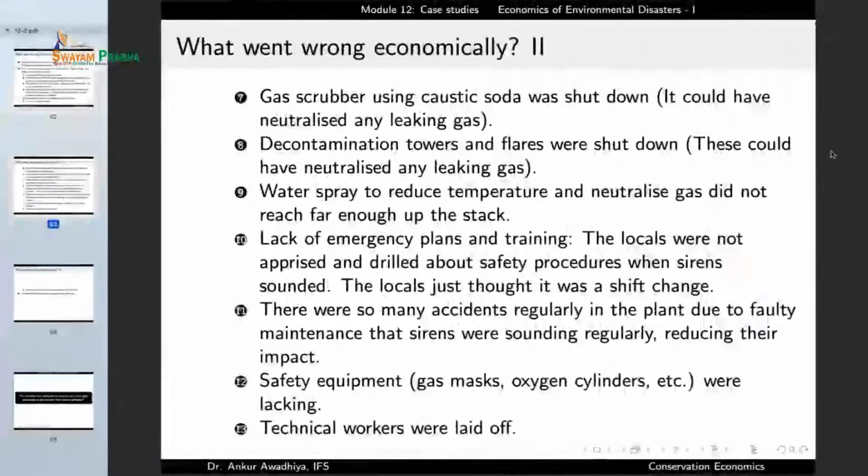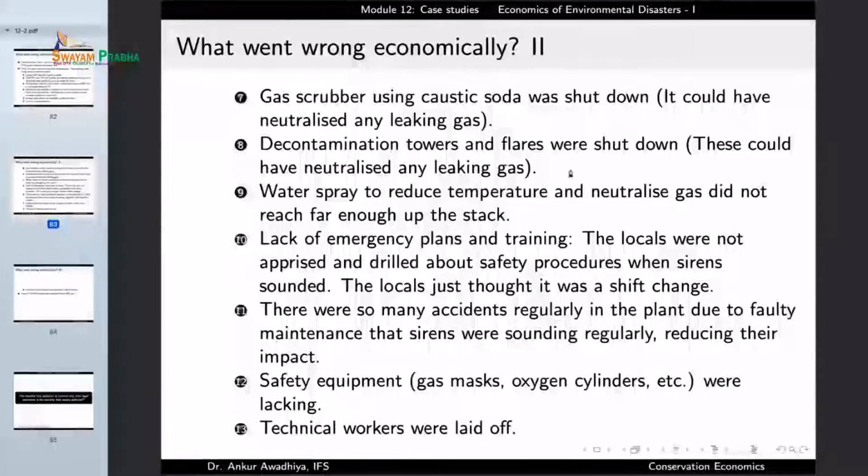So there are different ways of neutralizing a gas. One is that you treat it with certain chemicals such as caustic soda. Second is that you can burn the gas. Third is that you can make it pass through certain other chemicals that will absorb the gas. But in this case, the gas scrubber was shut down. Why? Well, again, to maximize profits, to bring the cost down. The decontamination towers and the flares were shut down.